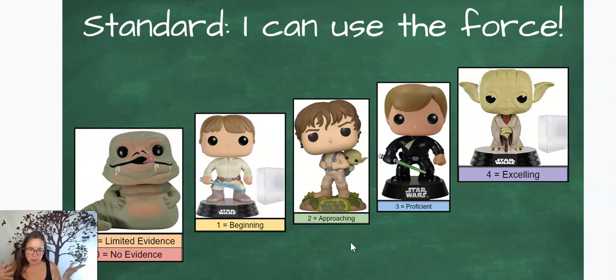So then we get to approaching, and this is I think of as like Luke when he goes to Dagobah to learn about the Force with Yoda. He's starting to kind of practice it. He can do it sometimes. He can like lift rocks up with his mind, but when he tries to lift up the plane, he can't do it because it seems too much for him. So it's like he's got the skills kind of, but not all the time. So that is where the approaching is. He's starting to get it, but it's not consistent. So then we get to proficient. Now this is Luke at the end when he is a Jedi, right?